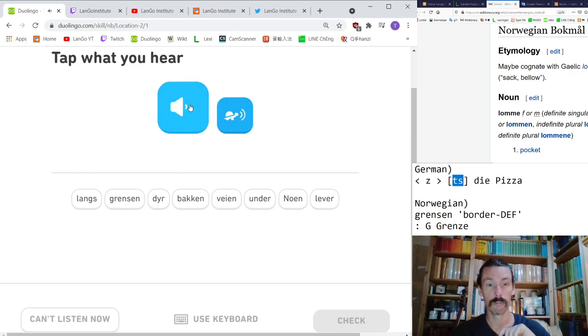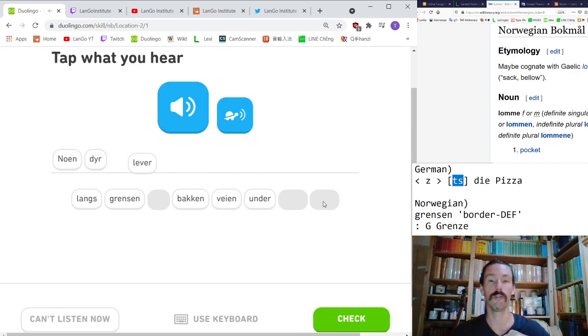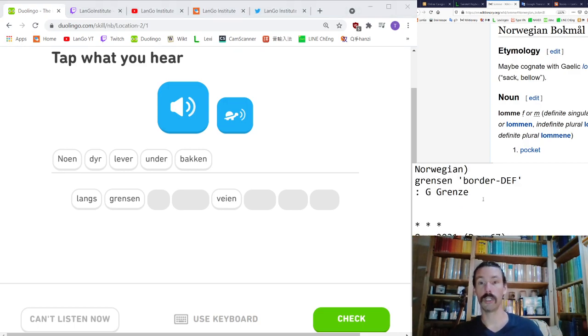Noen dyr lever under bakken. Dyr, some animal, I think. Lever, could be plural. Some animals. Under bakken, under the ground. Some animals. It looks like it means none, but it means some. Noen. Grenze. The German R of standard German, Bühnendeutsch, has a uvular trill there. Grenze, or Grenze, if you're being hyper precise.